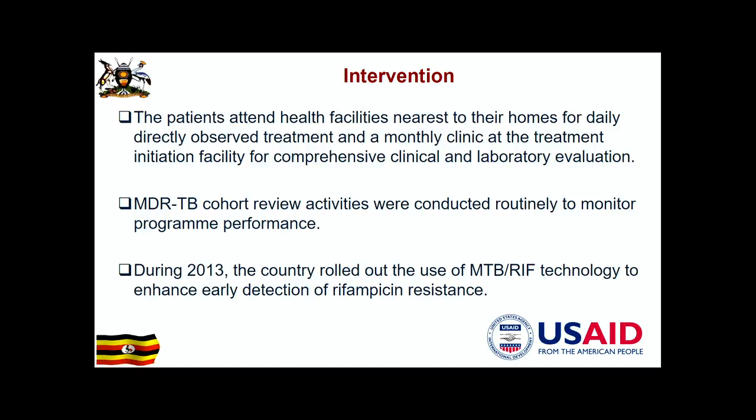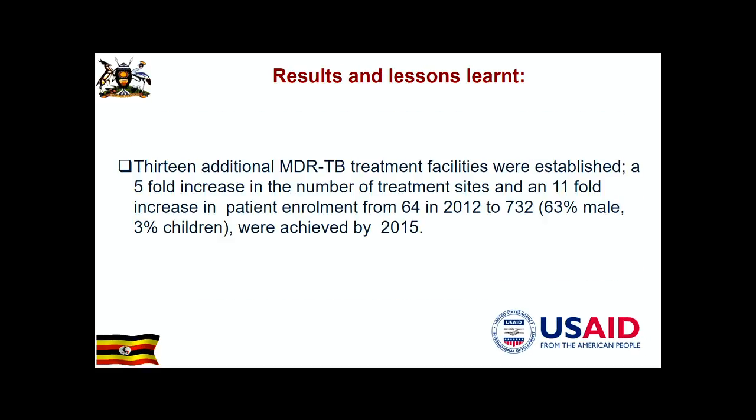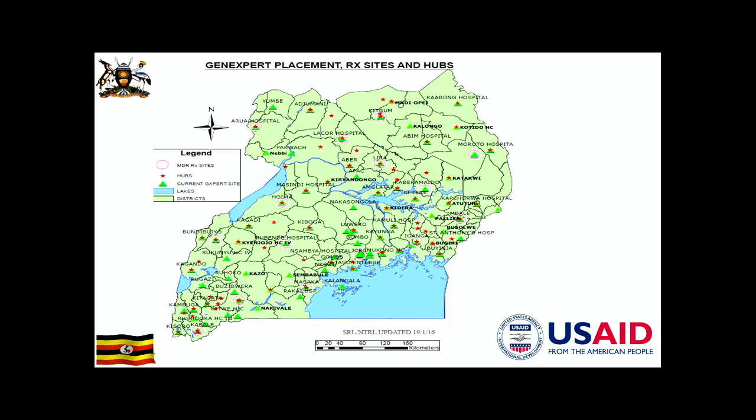In 2013, we rolled out the Gene Expert technology to improve on the diagnosis and detection of drug-resistant TB. So we were able to bring on board 13 more treatment initiation facilities, which covered all the regions of the country, a 5-fold increase in the number of treatment sites, and about 11-fold increase in patient enrollment. Most of our patients are male, and this was by 2015. The numbers have increased of late.